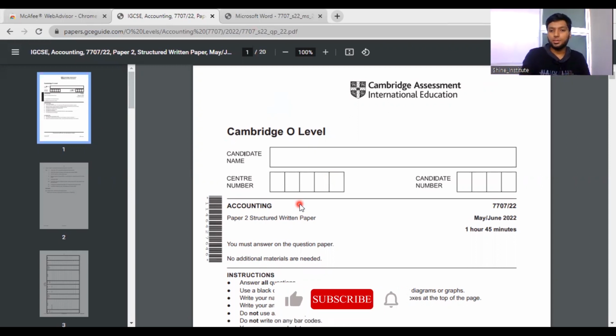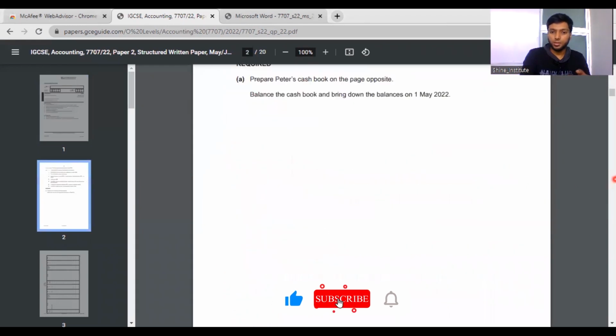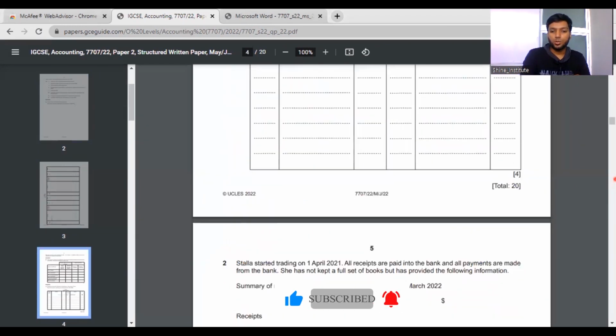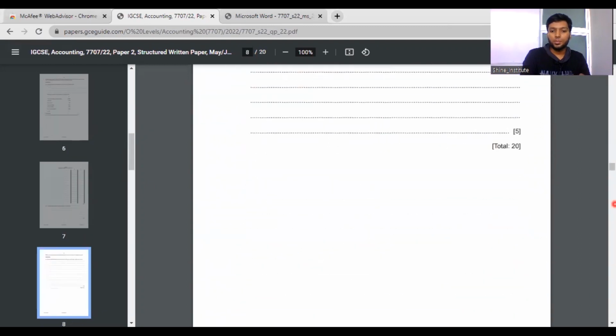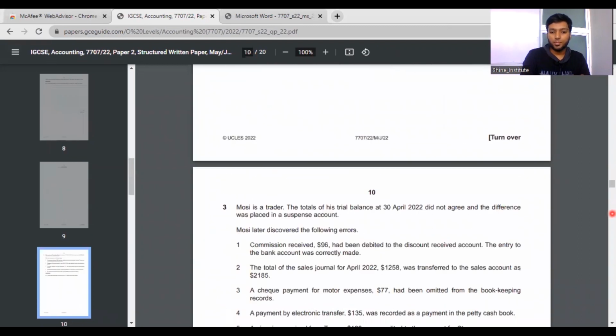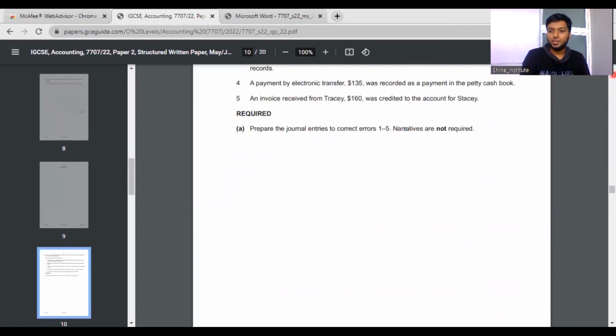So let's see the previous questions. In question number 1, we discussed the cash book. In question number 2, we discussed incomplete records. In question number 3, we're going to speak about correction of errors and suspense account.